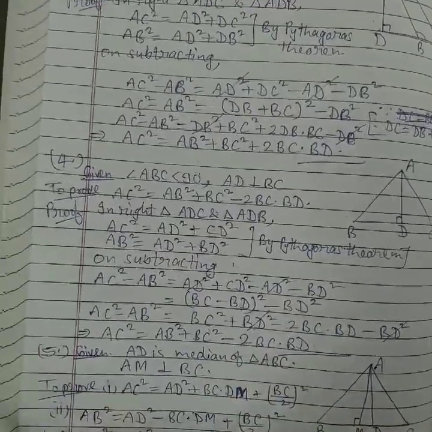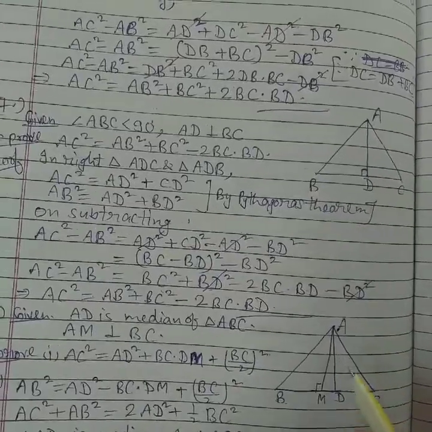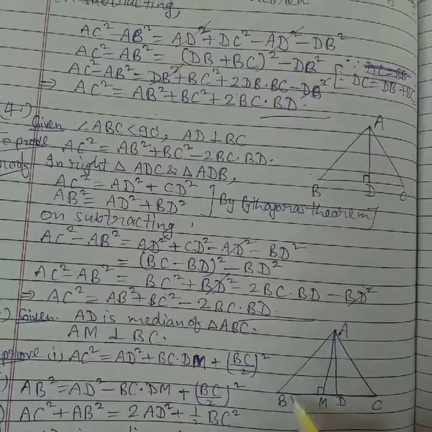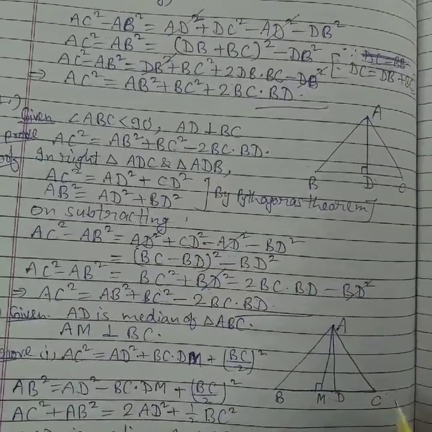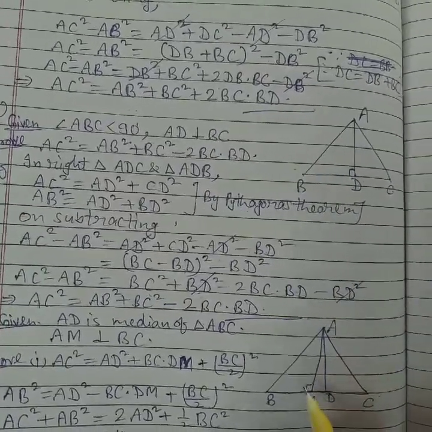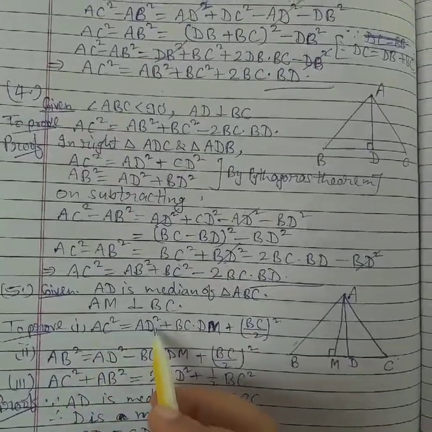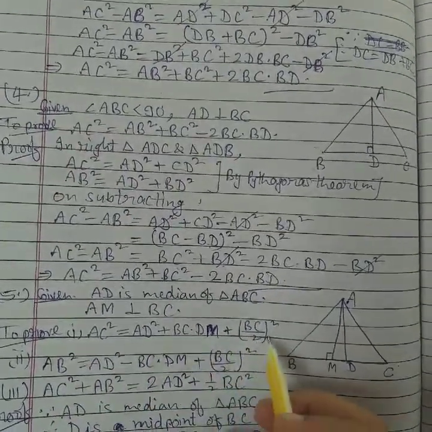Now move to question 5. The fifth question is, in the given figure AD is a median of triangle ABC. Here AD is a median, that means BD and CD are equal. D is a midpoint, and AM is perpendicular to BC. Then prove that these are three parts: AC square equals AD square plus BC into DM plus (BC upon 2) whole square.